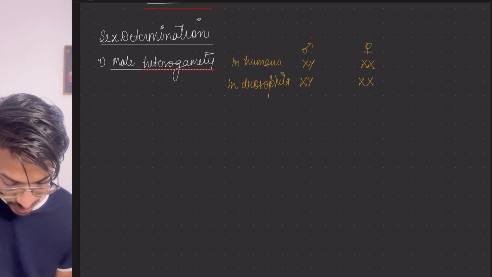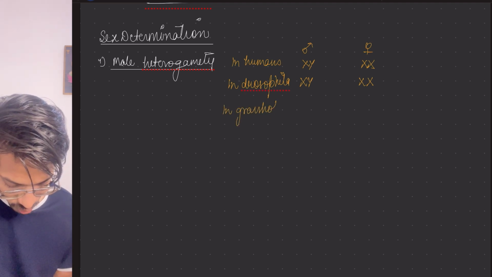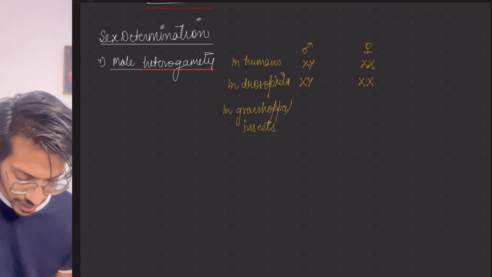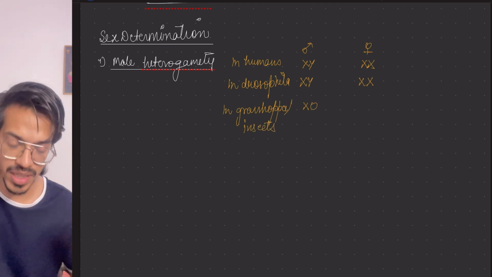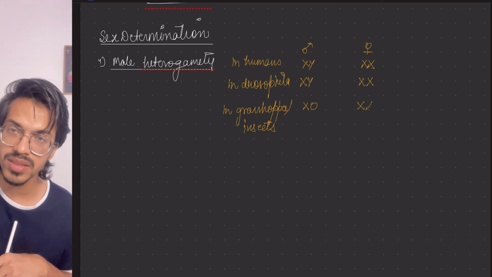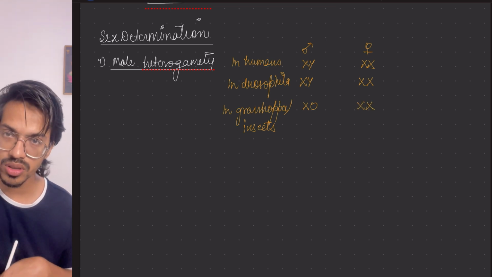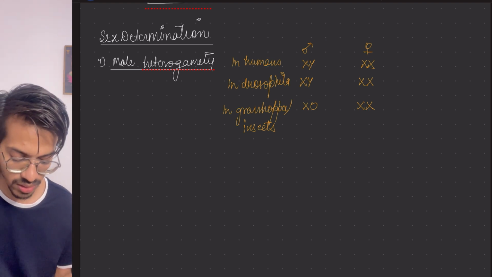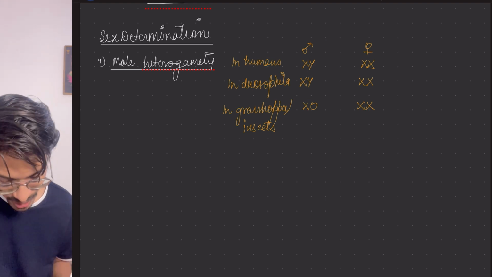In the case of grasshoppers or other insects, what happens in lots of insects is that the male does not have the second sex chromosome, but the female has it. So this condition is also there, where the male has one less chromosome. I said gamete, I meant chromosome.